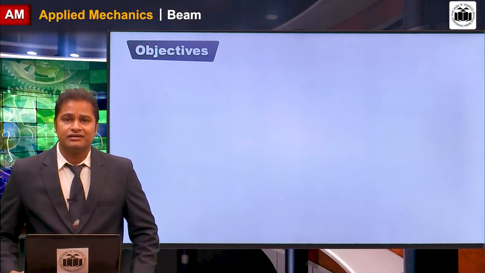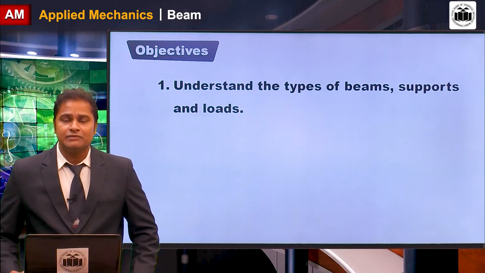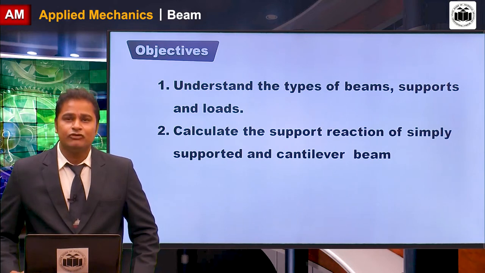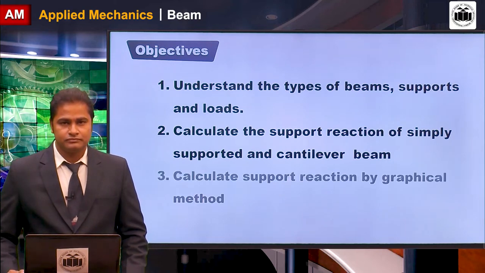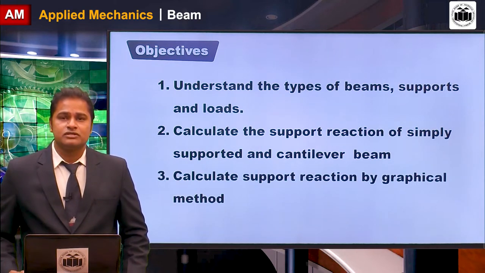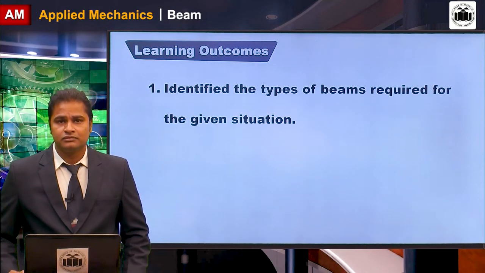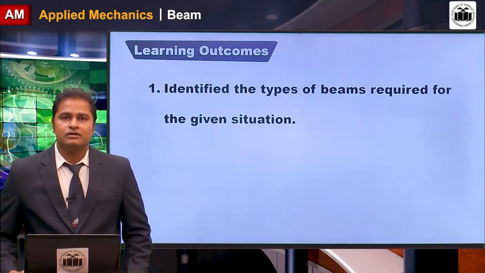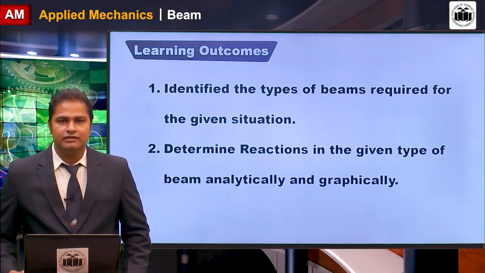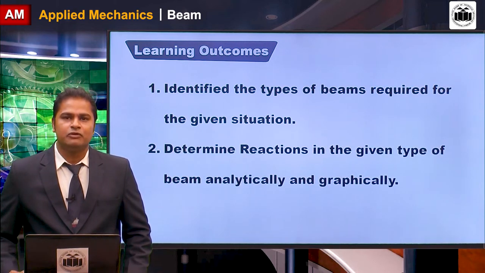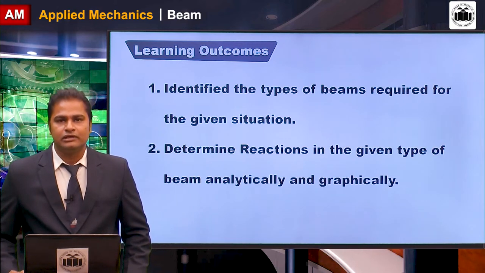The learning objectives are: first one, understand the types of beam, supports and loads. Second one, calculate the support reactions of simply supported and cantilever beam. Third one, calculate support reactions by graphical method. Learning outcomes. The first learning outcome is: identify the types of beam required for the given situation. The second one, determine the reactions in the given type of beam analytically and graphically.